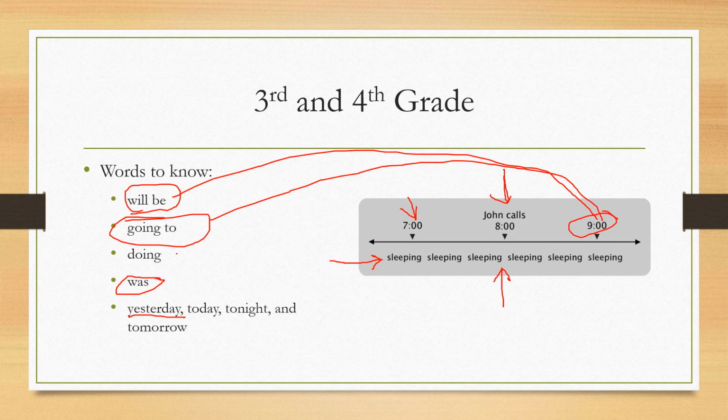We also need to know that yesterday talks about the day that happened already. Today, tonight, meaning that's today, but at night, and tomorrow. We can use the progressive tense, ing, for any of these times, so long as we use the right words before. Okay? All right.